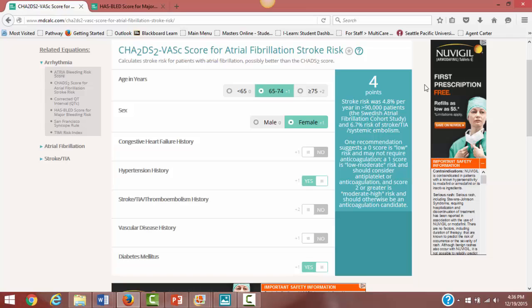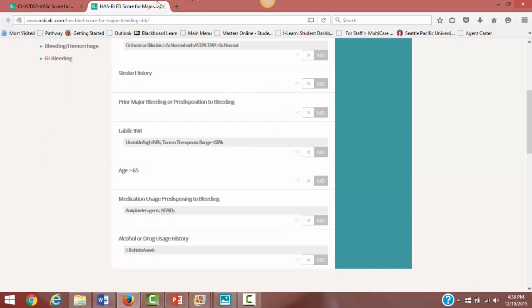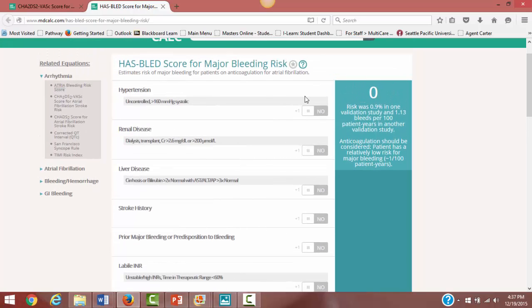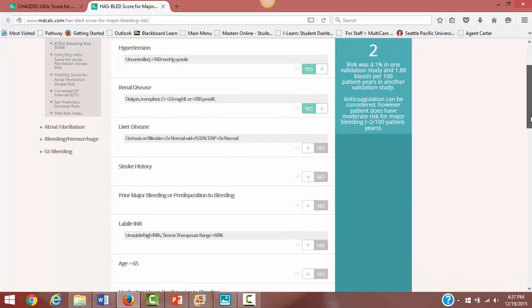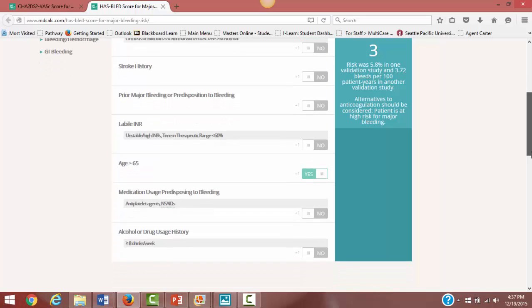That gives her a score of 4, which is considered moderate to high stroke risk. This patient should be prescribed anticoagulation, but before we write for that, let's check her HAS-BLED score. So we're going to say she does have uncontrolled hypertension, as well as renal disease related to her diabetes. And we said that she was 70, so she's over the age of 65. And those are her bleeding risk factors.